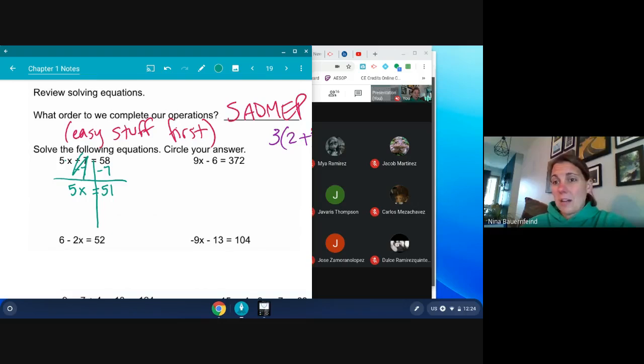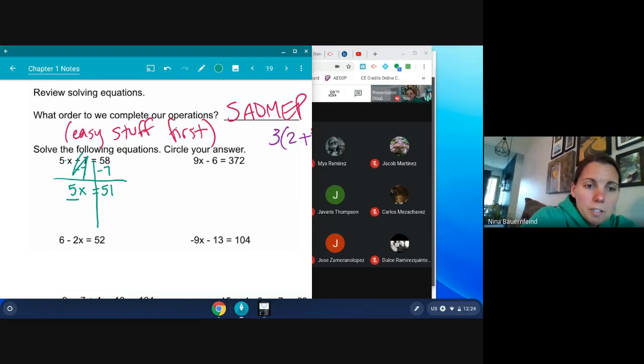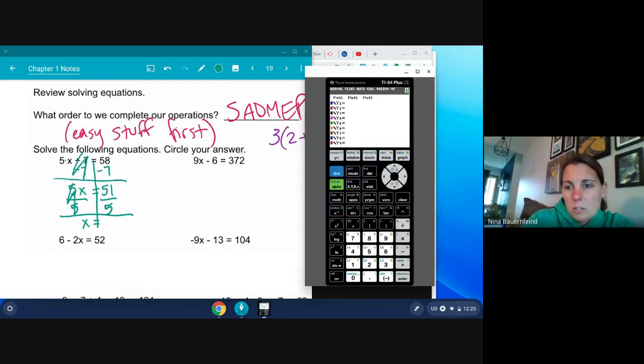And now all that we have left is that multiplication. Well, what's the opposite, or it's called the inverse, of multiplication? Division. You got it. So we're going to divide by 5. So you're going to get gone. X equals, and I'm going to put this in here just so you can see, 51 divided by 5 equals 10.2.